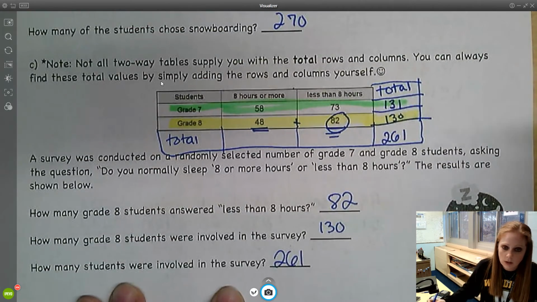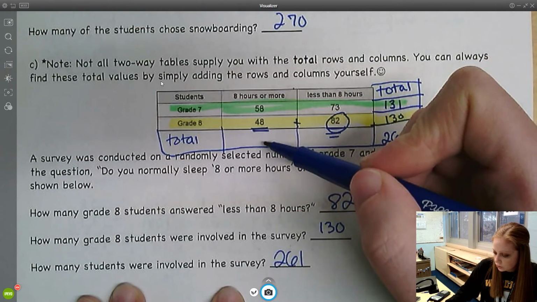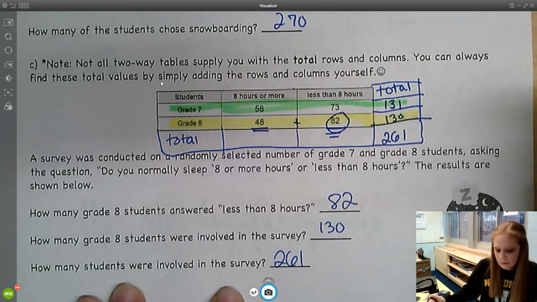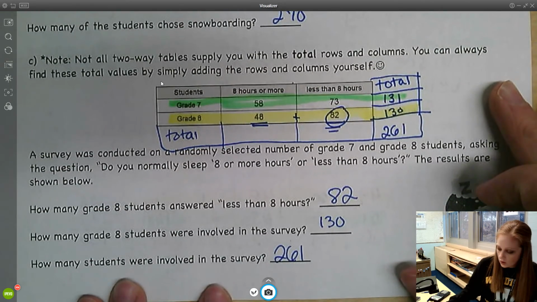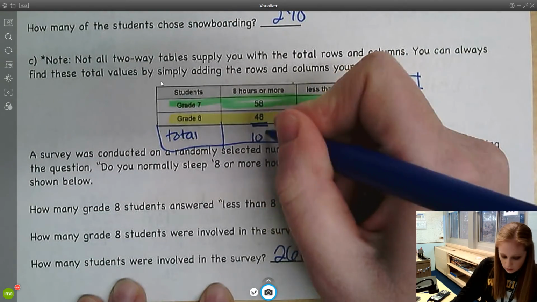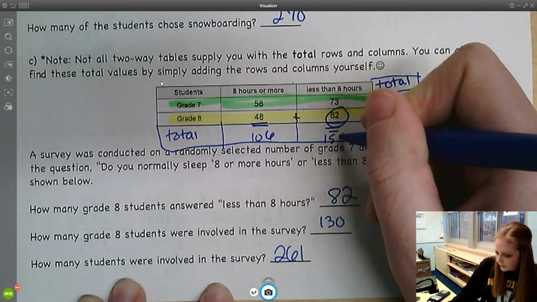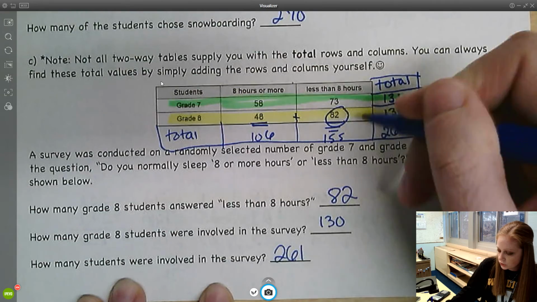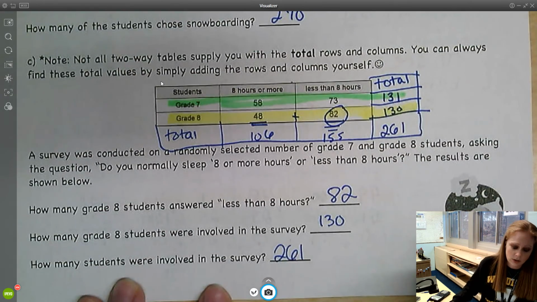and that would be 261. You could also fill out how many total students picked 8 hours or more and less than 8 hours, but we don't really need that for this one. But if you want it, I'll just fill it in. 106 and 155. And then when you add together the number of students who have 8 hours or more and the number of students who have less than 8 hours, it adds up to 261. All right, and that is it.